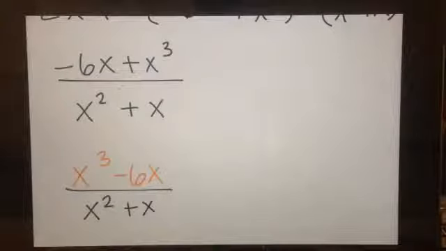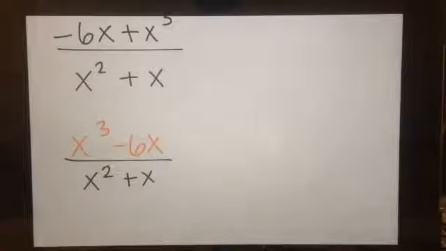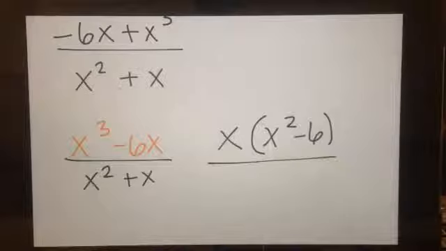If you look at these two problems, when we look at the top, we're going to see that the top has a GCF of x. So I'm going to go ahead and take out x. When I look at my leftovers, I'll see x squared minus 6. On the bottom, when I factor that, I'll see a GCF of x. When I look at my leftovers, I'll see x plus 1.